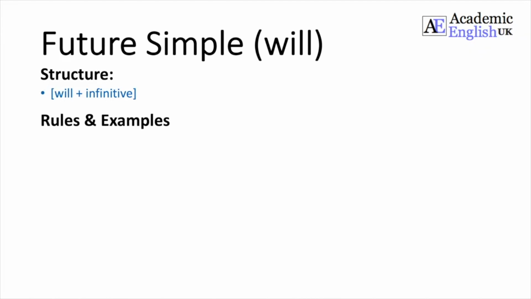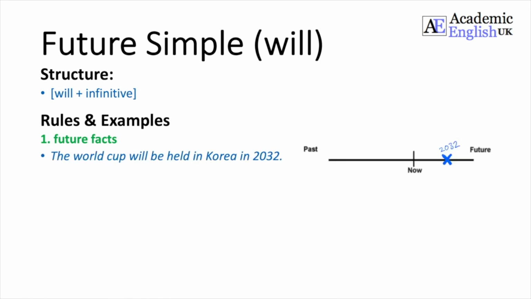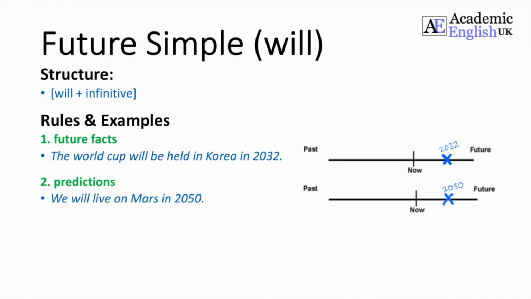There are 4 key rules for this tense. The first one is future facts. The World Cup will be held in Korea in 2032. The second is predictions. We will live on Mars in 2050.